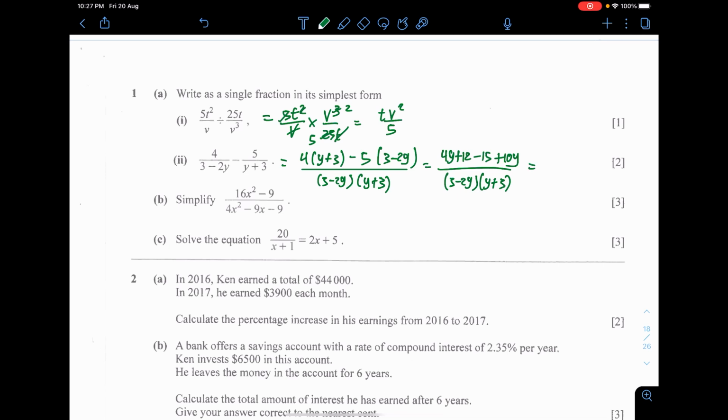Okay, and simplify again. 14y minus by 3. Okay, there is nothing that looks like you can factorize. If you can factorize the numerator, you might happen to see that they will cancel with something on the denominator. Okay, so make sure you check. Just like question B, I'll factorize this into 4x plus 3, 4x minus 3.